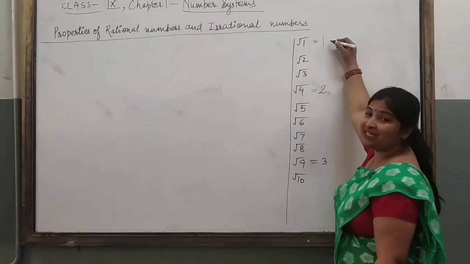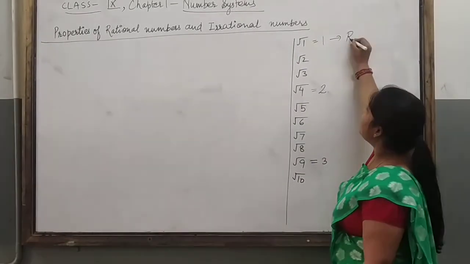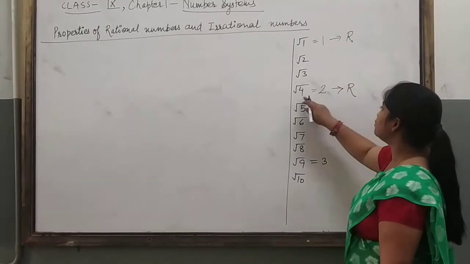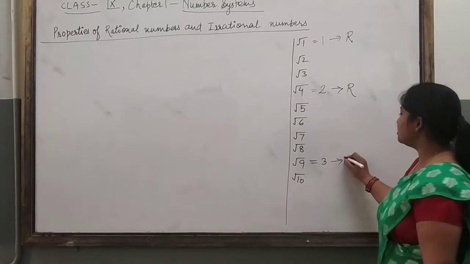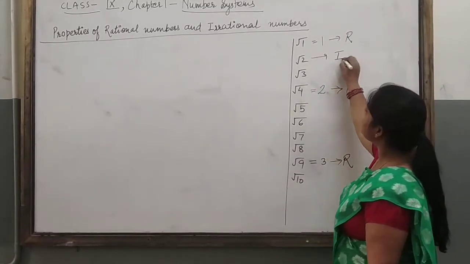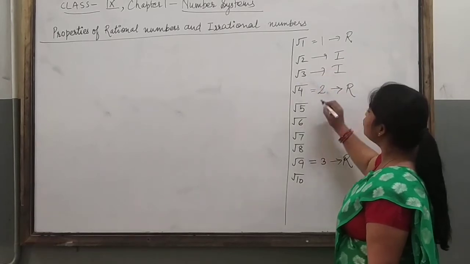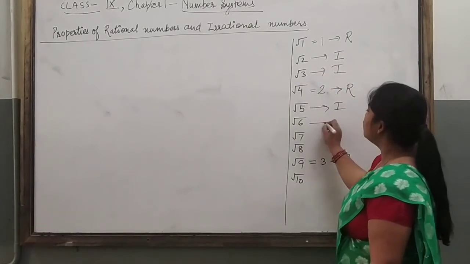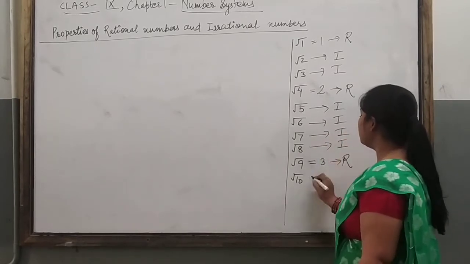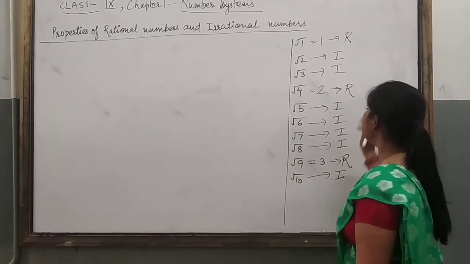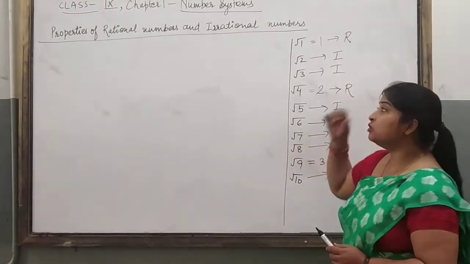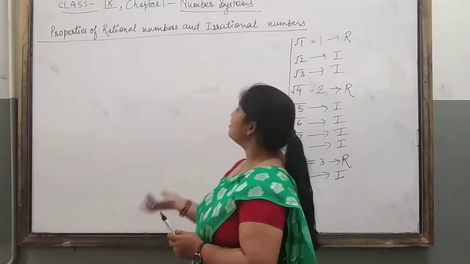So those whose exact value we get are rational; R represents rational numbers. Root 4, which is 2, is rational, and root 9 is also rational. Except for these, all the other numbers are irrational numbers: root 2, root 3, root 5, root 6, root 7, root 8, root 10. These values are all called irrational numbers. Okay, so first, what is the property of rational and irrational numbers?